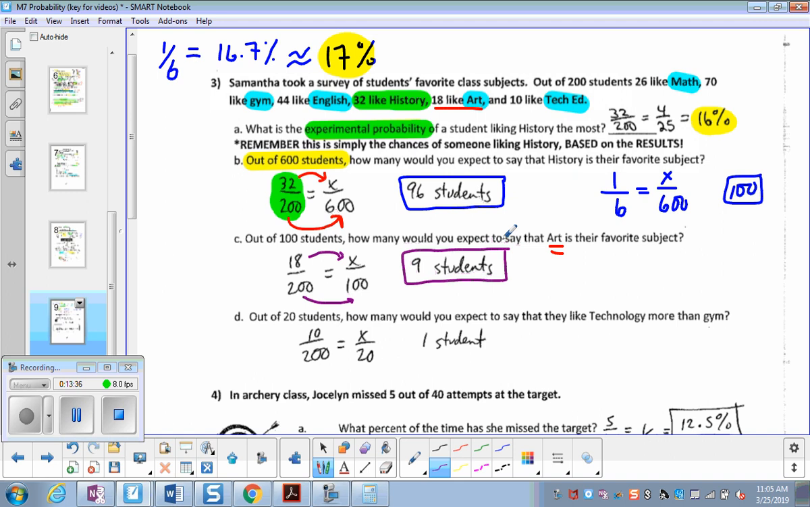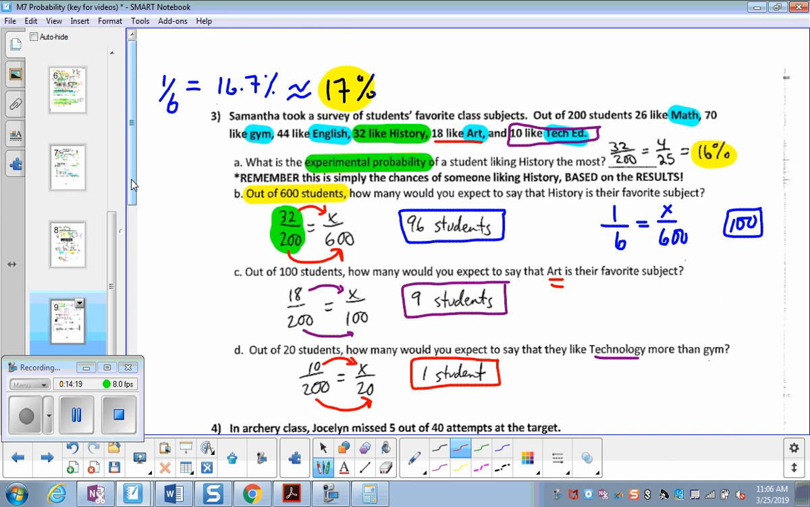Now for the last question, we're exploring how many then say that they like tech more than gym. So how many up here picked tech? Now if they picked tech as their favorite subject, we know that they obviously like it more than gym. So we have 10 out of the 200 who said that tech ed was their favorite class. And folks, if we are now only going to survey 20 students, we're dividing by 10, okay? We're taking a 10th of the students and surveying them, so we expect a 10th of the students to say that they're going to pick tech over gym. All right, so just 1 out of the 20 students will likely vote for tech, okay?